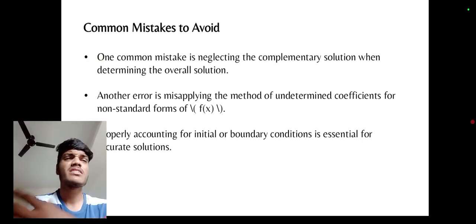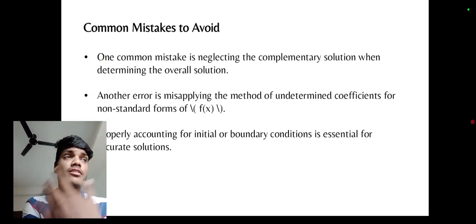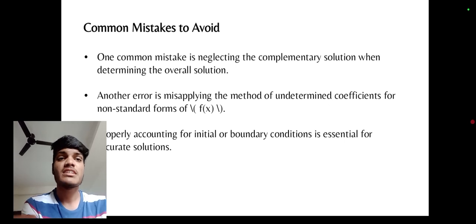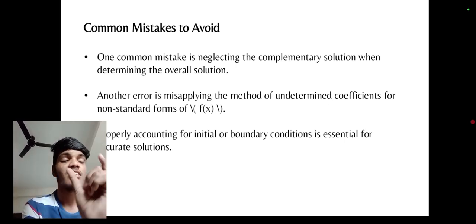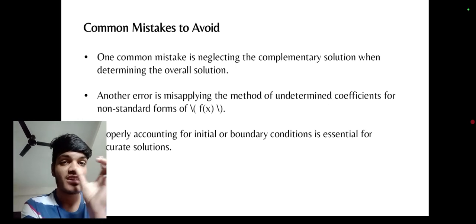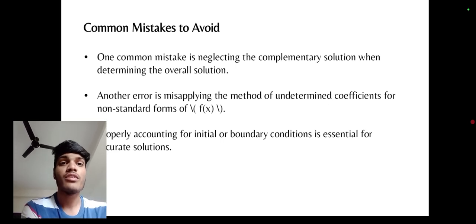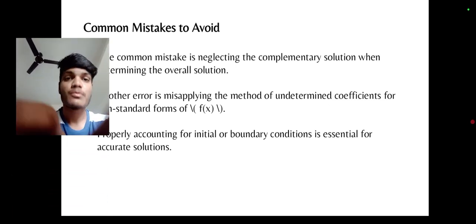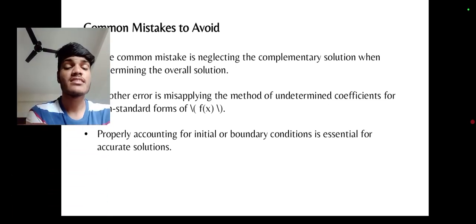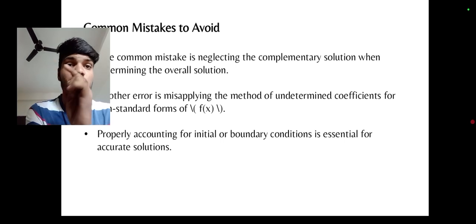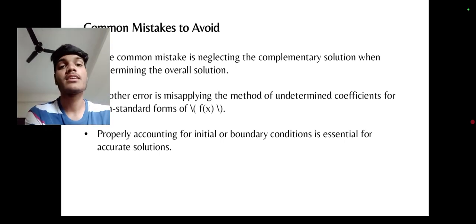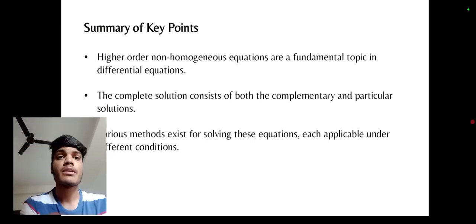Common mistakes. Some students make common mistakes in finding a solution. One common mistake is neglecting the complementary solution when determining the overall solution. The complementary solution is one of the main parts, as I have said already. Another mistake is applying the method of undetermined coefficients to non-standard forms of f(x). Next, properly accounting for initial or boundary conditions is essential for accurate solutions, so account for them properly.